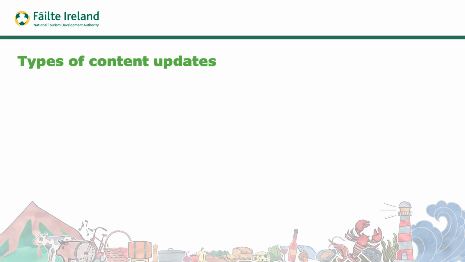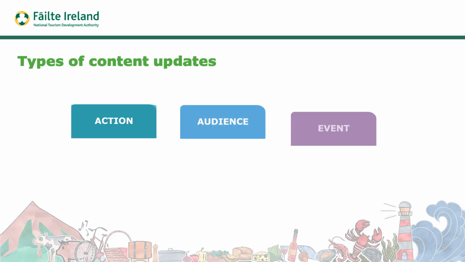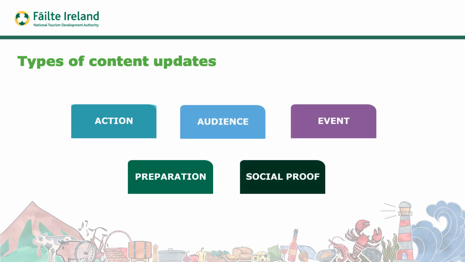Now, to make it a little bit easier, we categorize the type of content updates that you may want to share across social media into action, audience, event, preparation, and social proof. Let me go through each one of these and give you examples. This will give you a structure so that when you're creating content, you're not always sharing the same type of content all the time, and you're going to have a lot more ideas for content as well.